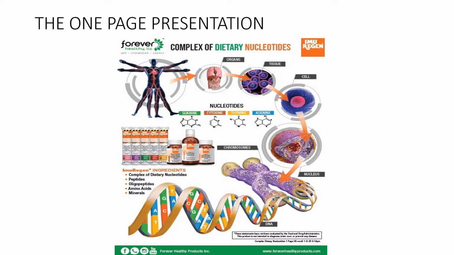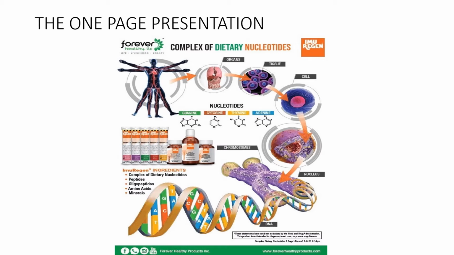Now, when you look at the middle portion of the one-page presentation, you can see now Imorigen. Imorigen is a trade name, Imo for immunity and Regen for regeneration. Immunity is immediate, and regeneration may come as it is continually supported for the rest of our life.